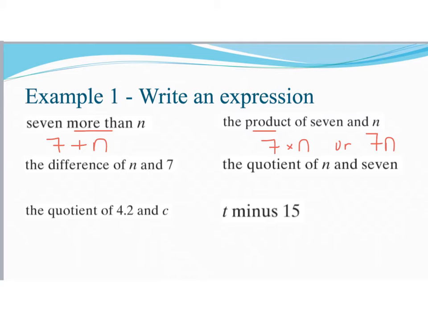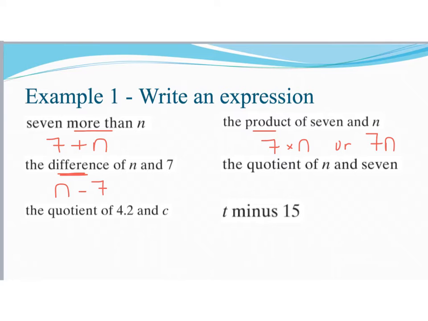Next, we have the difference of n and 7. So with subtraction, order does matter. When I add, like up above, 7 plus n or n plus 7, it will give me the same answer. But when we're subtracting, we do have to pay attention to the order. Okay, so for this one, it says the difference of n and 7, so this will be n minus 7.